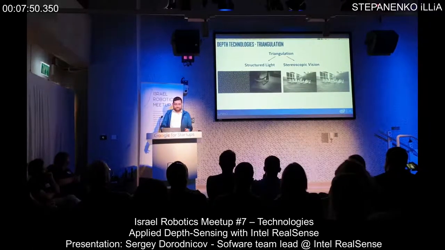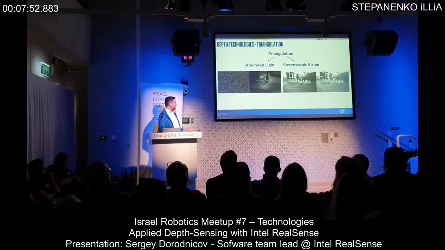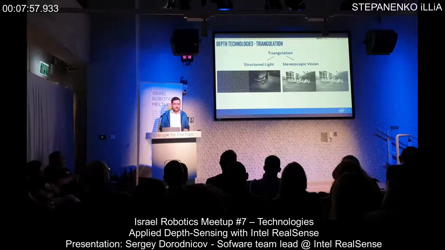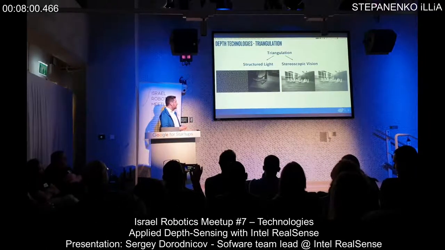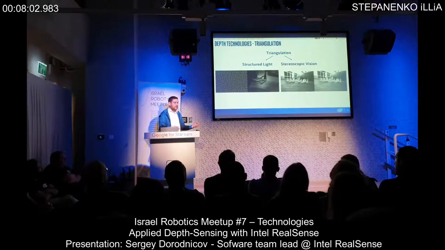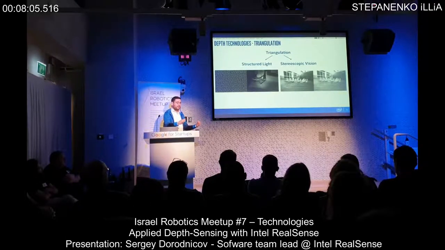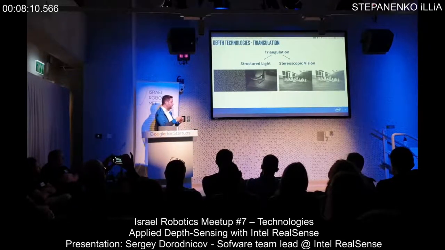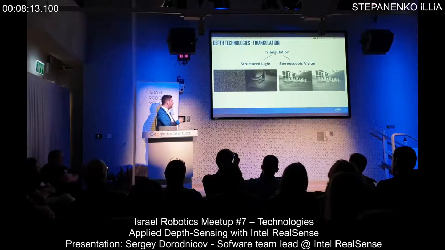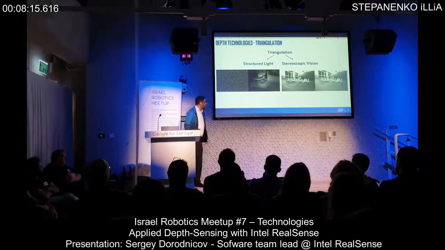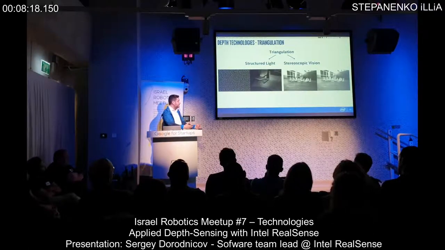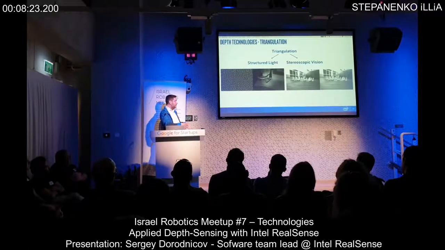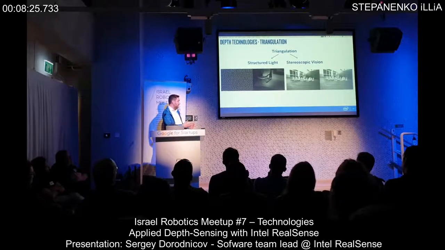The two main triangulation-based technologies are structured light and stereoscopic vision. In structured light, you have a projector and a camera, and they're offset by some baseline. And the sensor is projecting a fixed, hard-coded pattern into the environment, and is calculating depth based on how the geometry of the environment is distorting this fixed pattern.